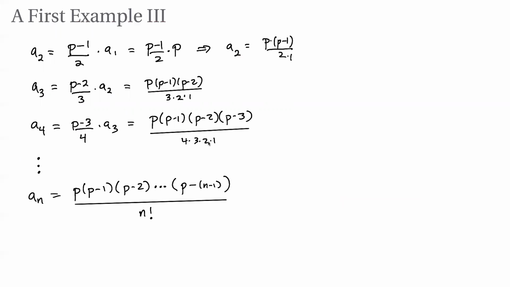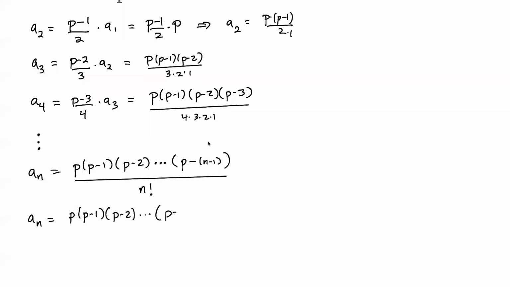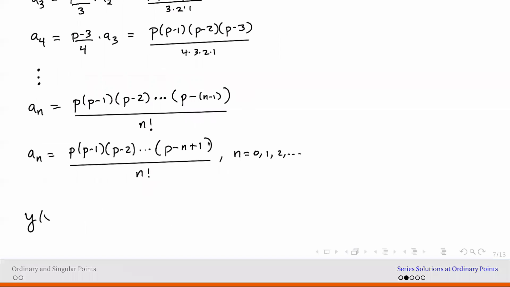Most people will write it this way. You'll see it written this way in the literature most often. And this actually works starting with n equal to 0, so n equal to 0, 1, 2, and so on. This describes all of our coefficients, which means our solution is the sum, n goes from 0 to infinity, of a_n x to the n, and I just wrote down a formula for the a_n in general. It turns out to be this.